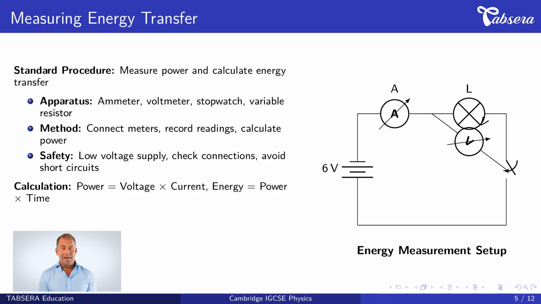First, connect the ammeter in series and voltmeter in parallel. Second, record current and voltage readings simultaneously. Third, calculate power using P equals V times I. Fourth, multiply power by time to find energy transferred. Safety is paramount. Use low voltage supplies under 12 volts. Check all connections before switching on. Avoid short circuits which can damage equipment. The calculation sequence is power equals voltage times current, then energy equals power times time.